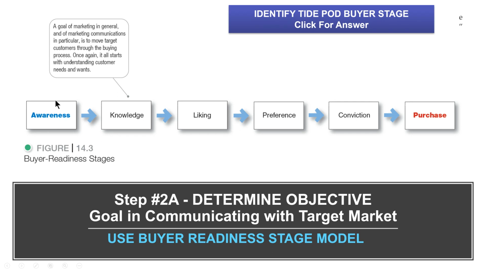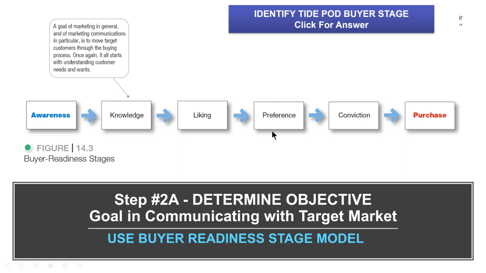So a customer first has to be aware of a product. They got to understand what that product's all about. Then you got to get them to like it. Then you got to not only get them to like it, but prefer it compared to everything else out there in the market. And again, detergent is a hugely competitive market. Then you got to get them to actually buy. So it takes some action to get that purchase into place.